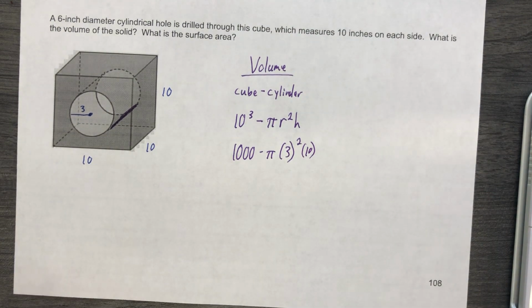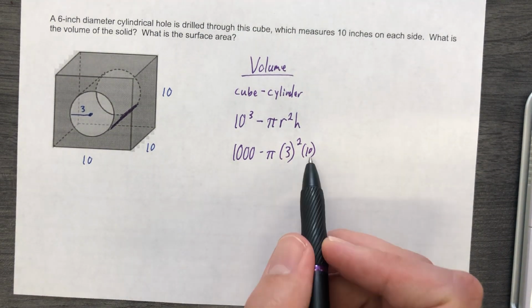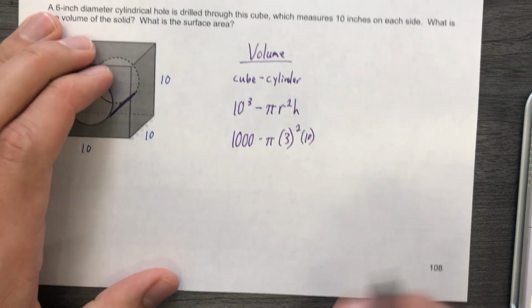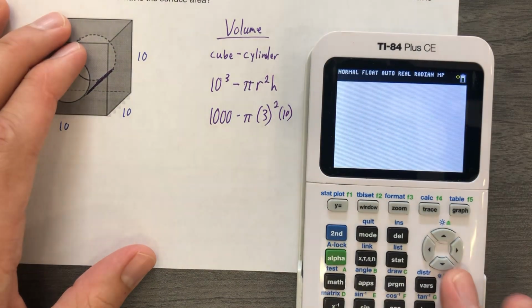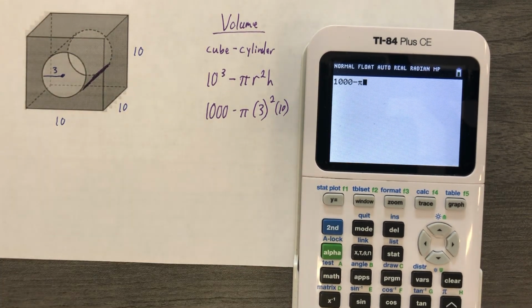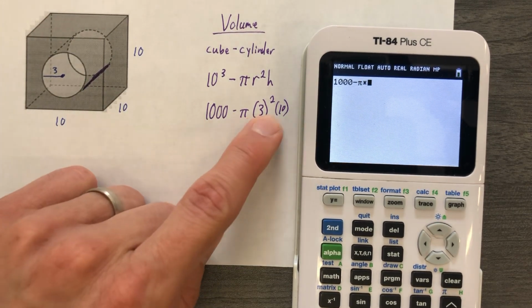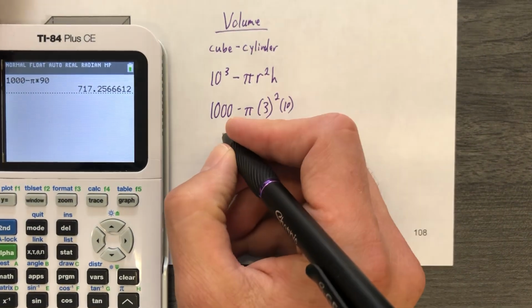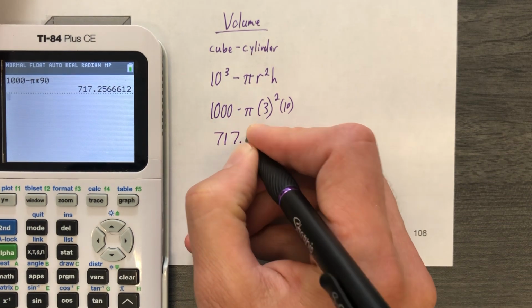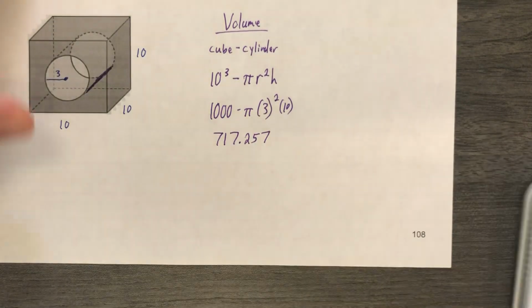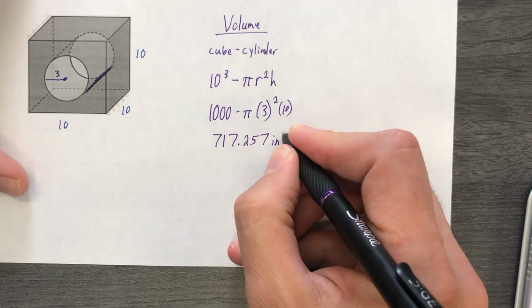You could get crazy on it here, and you could factor a 10 out of both of those, put it in the front, but we're not going to. Instead, we're just going to type 1,000 minus pi times, that's 9 times 10, so that'd be 90. Could have put 90 pi. That'd be a little more mathematically correct, but, you know, whatever. Who cares about correctness? 257, and we are dealing with inches, so that would be cubic inches.